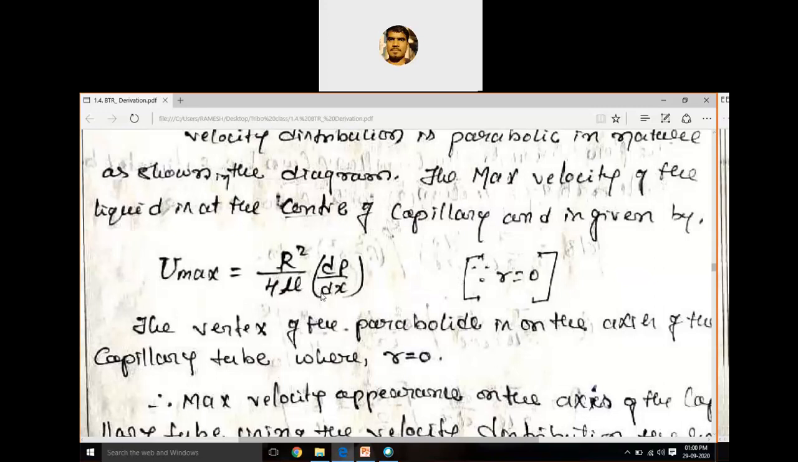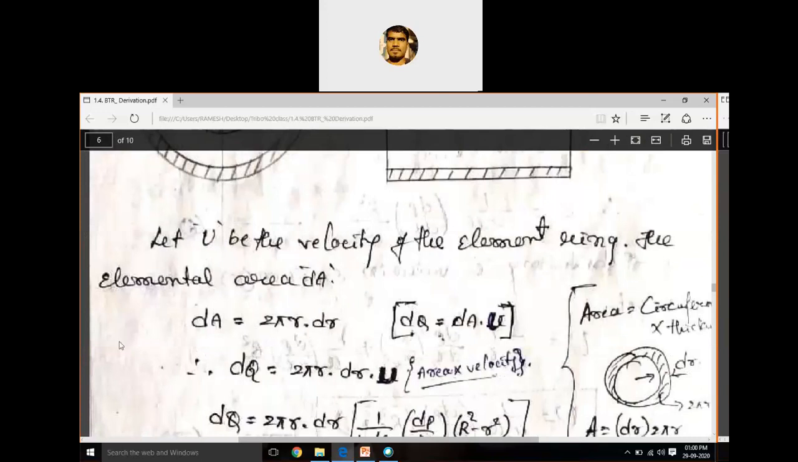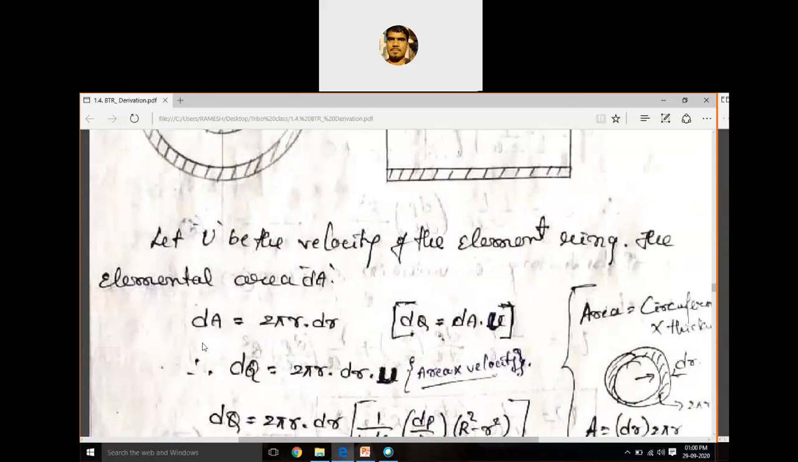Since the product of area and the fluid velocity is equal to the rate of flow, we need the rate of flow. That rate of flow is equal to velocity into the area of the fluid. It gives the flow rate. The flow rate dQ is equal to dA into u. u is the velocity, dA is the area.